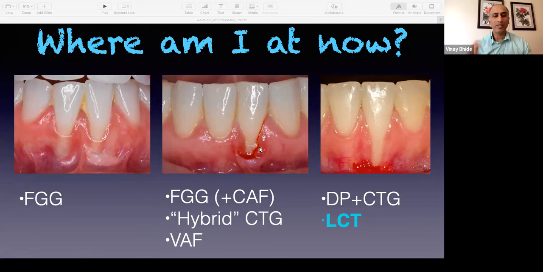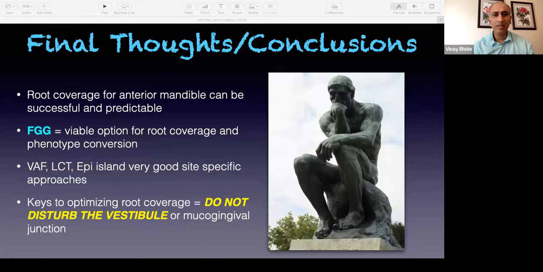And in isolated recessions that are narrow and deep, we could either consider a double papilla, or we can consider a laterally closed tunnel. And wherever possible, I will go with a laterally closed tunnel approach because it's easier, there's less involved, and it just preserves the blood supply that much more. So in conclusion, I hope I've been able to show you that root coverage for the anterior mandible can be both successful and predictable, and that the free gingival graft still should be considered a viable option for root coverage and phenotype conversion.